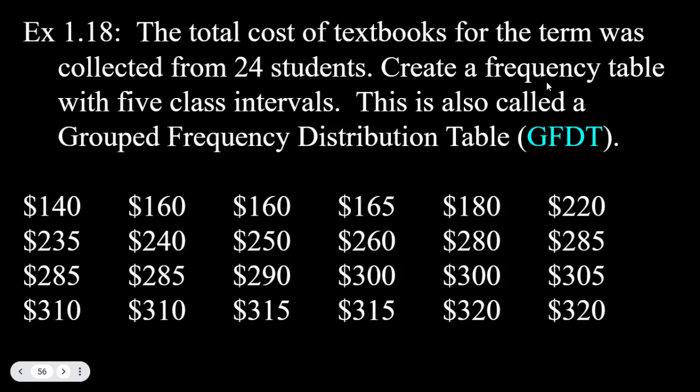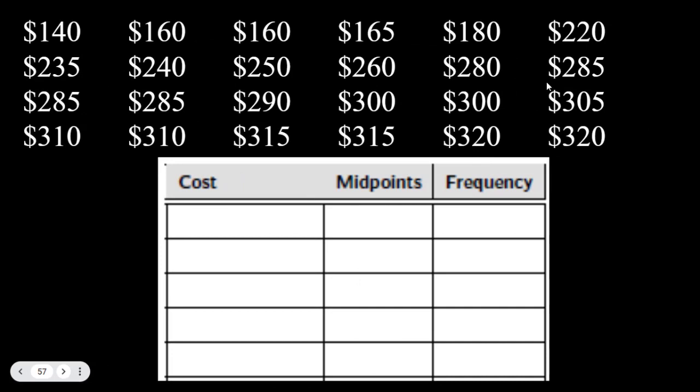So looking at these, being the nice person I am, you can see that they are already in order. So the smallest value and the highest value, if we want to take the biggest value for the class width, the biggest value is 320 minus the smallest value, which is 140.